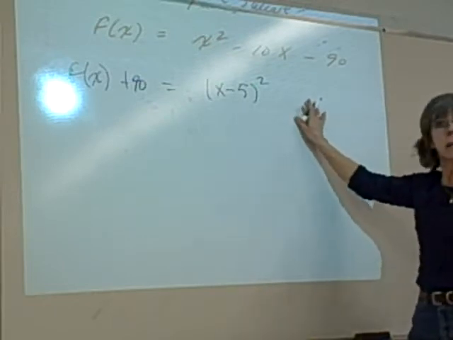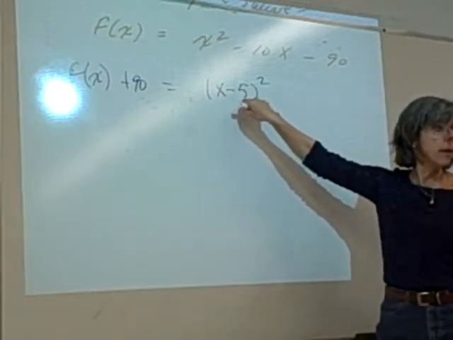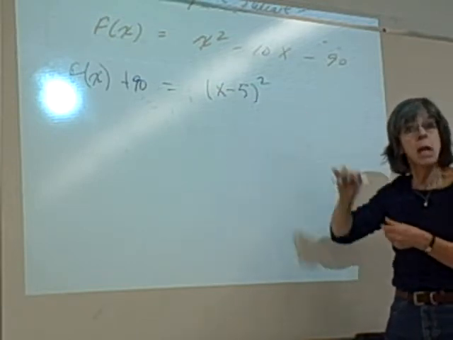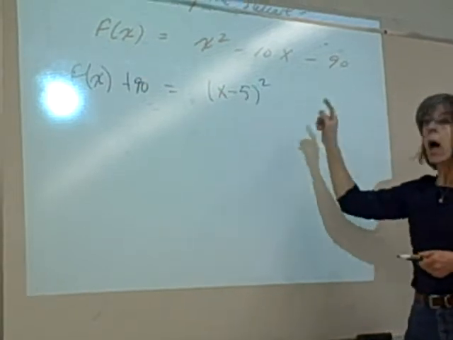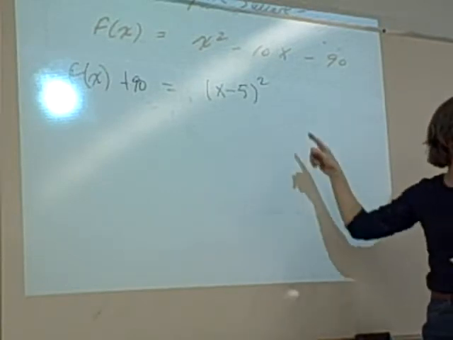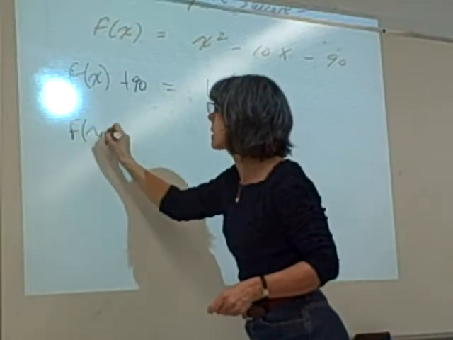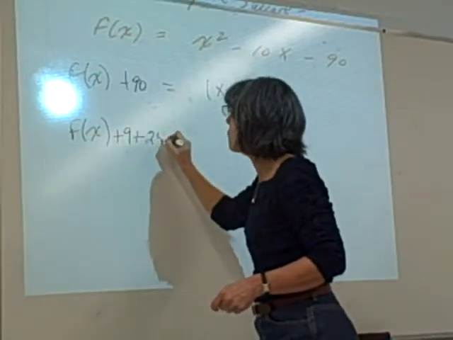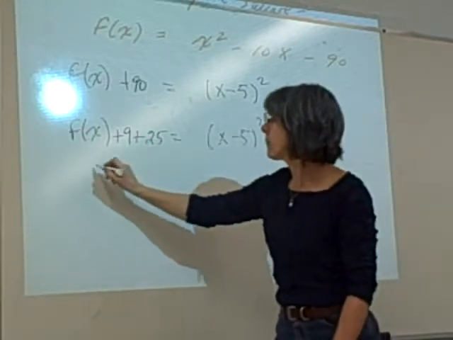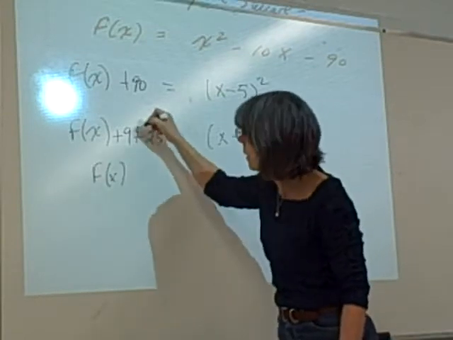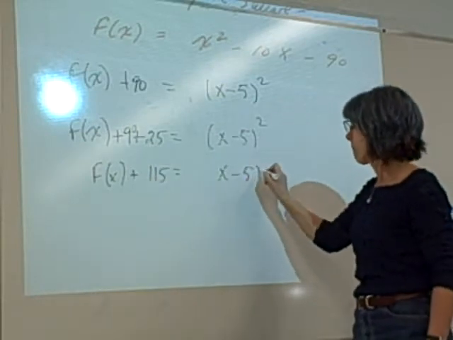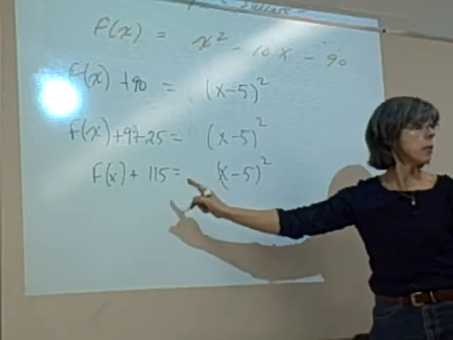Do I need to add anything here, or is it already added in there by squaring it? It's already added in there, so I don't have to add it. But I need to remember that if I were multiplying it out, I have to add in that little corner, which was 25. So I have to add it in on this side. So I have f of x plus 90 plus 25 is equal to x minus 5 squared. What do I have here? 90 plus 25, 115? And so then let me just get this over.